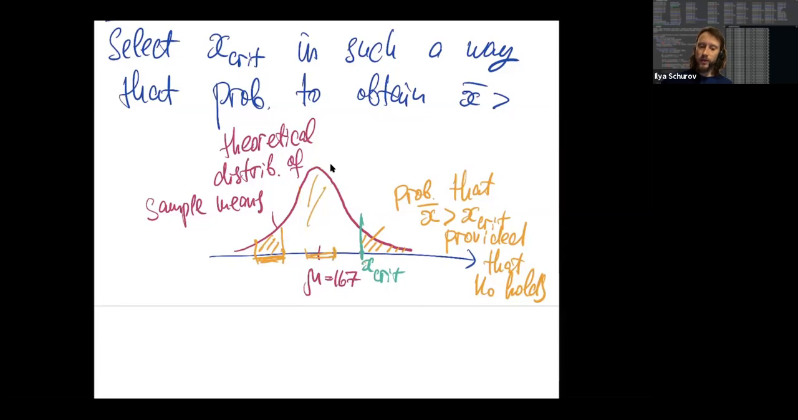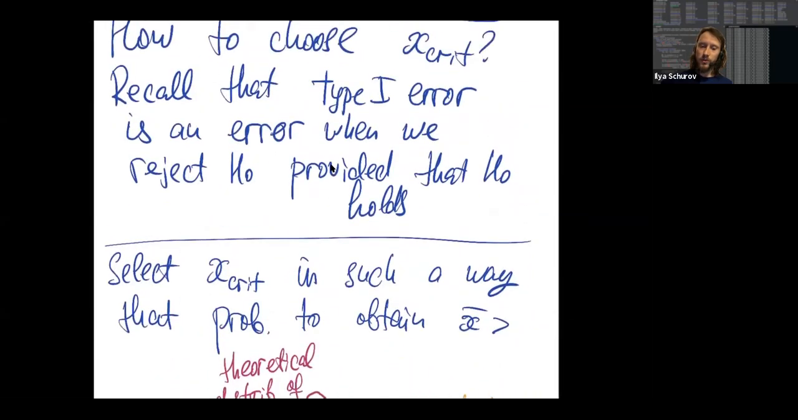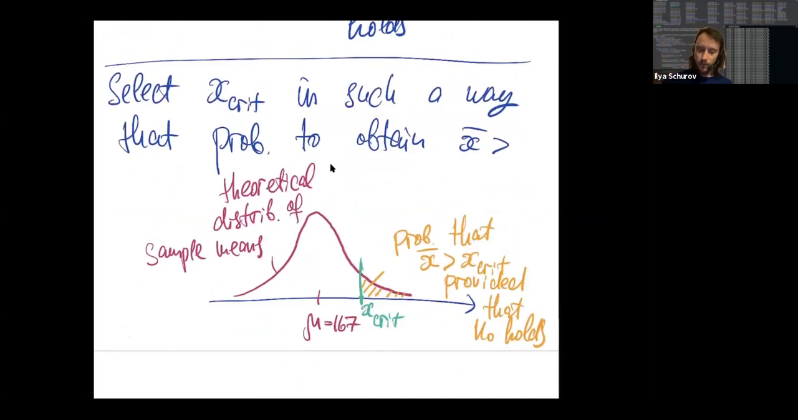So I will interpret these areas as corresponding probabilities. And then I just say that I want to select my X critical in such a way that this area is 5%, because this area equals the probability of my rejection. And this is exactly what I want. I want to control my type one error rate. So select X critical in such a way that probability to obtain X bar larger than X critical is less than or equal to significance level.